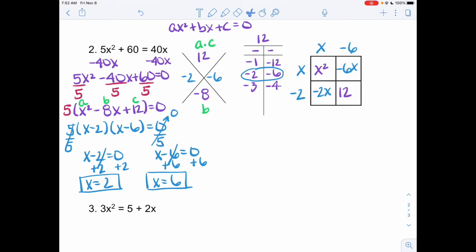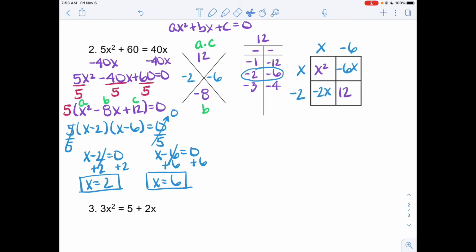So I'm going to work through my factors: negative 1, negative 12; negative 2, negative 6; negative 3, negative 4. And I recognize that my negative 2 and negative 6 are the factors that solve the x puzzle. So let's place those in our box here and here, along with our ax squared term and our c term.